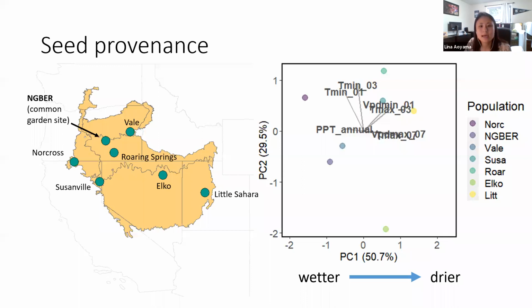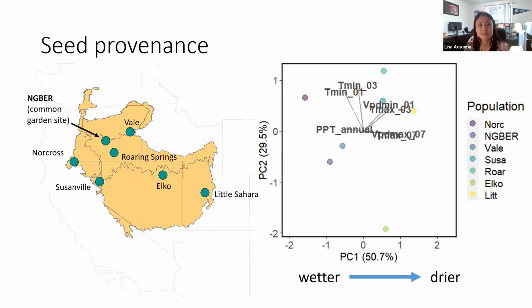The X and Y axes show the first and second best models that explain the most variation across the 6 populations. And according to the X-axis, the horizontal axis, 3 variables most explain the variation, which are annual precipitation, maximum temperature, and vapor pressure deficit at the end of the growing season.